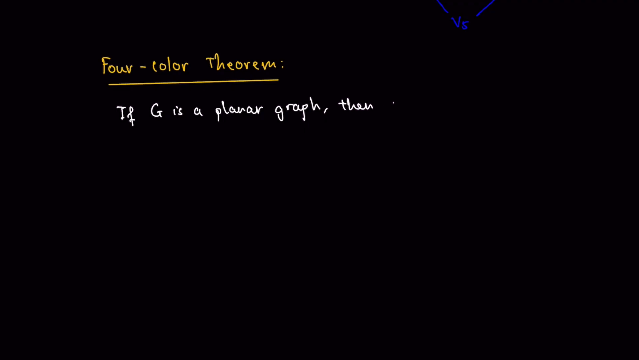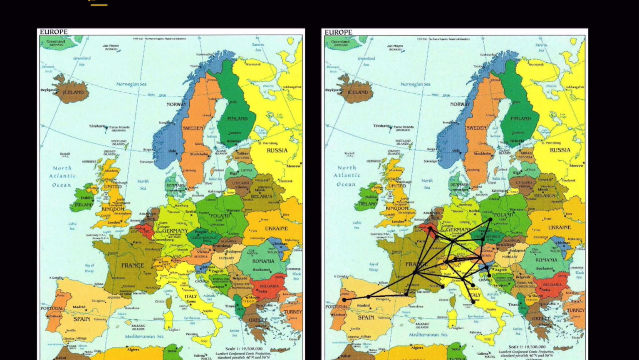Then the chromatic number is less than or equal to 4. Now I'm going to move on to the example and see a planar graph, and you can use 4 colors to sufficiently color the graph. So in this example, we want to color the countries that border one another. I have a map of European countries here, and you can see there are a lot of colors in the map. But the question is, can you use the least number of colors to color the map?